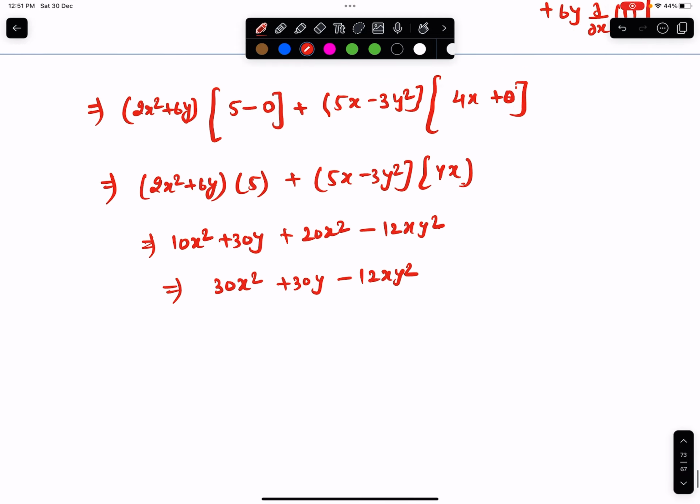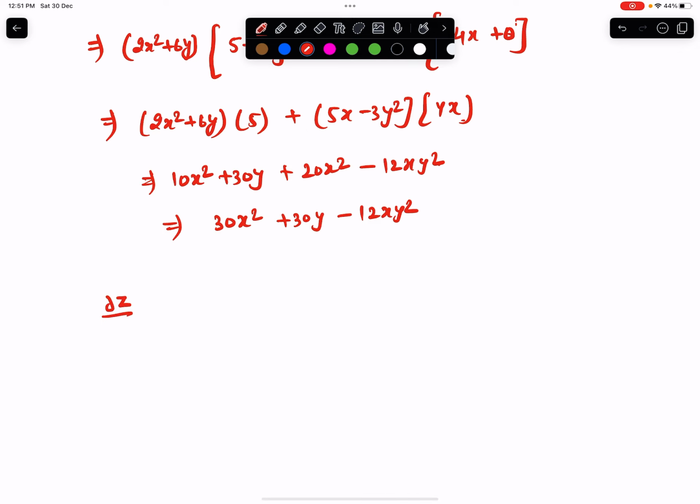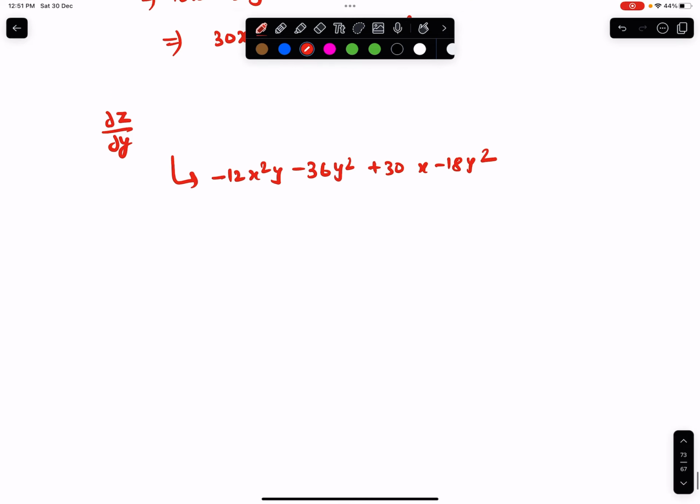Similarly, we will differentiate this with ∂z/∂y, and we will get minus 12x²y minus 36y² plus 30x minus 18y². This is the partial derivative.